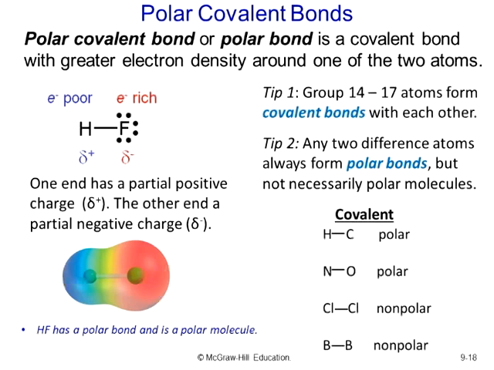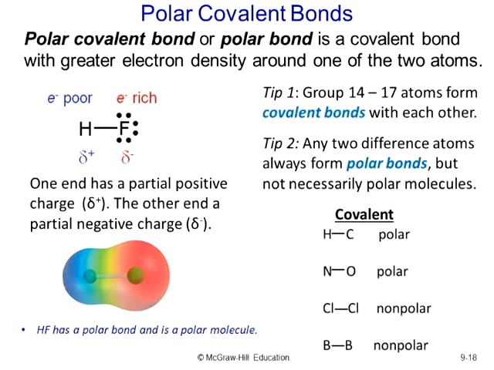Therefore, hydrogen is considered to be electron poor, and fluorine, simply by inspection, is electron rich. Electrons are negative. Therefore, the partial negative charge in this molecule lies to the right side, on the side of fluorine. And if you look at it by inspection, you can see that.